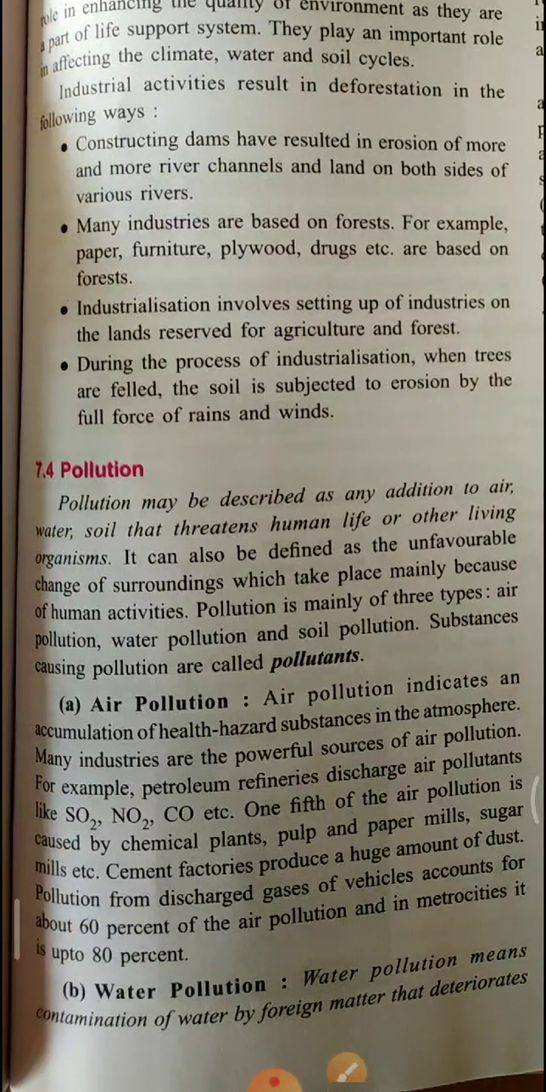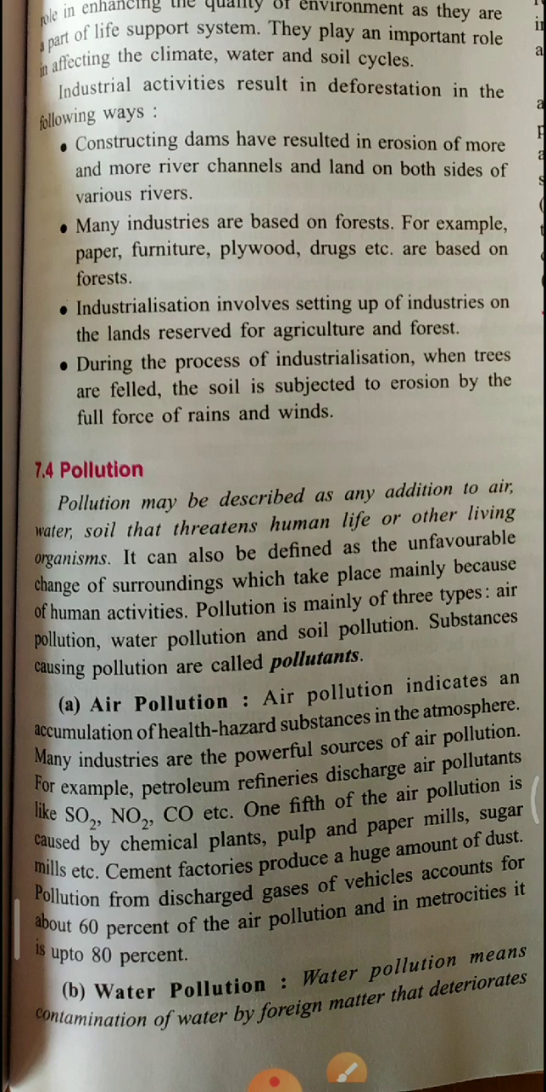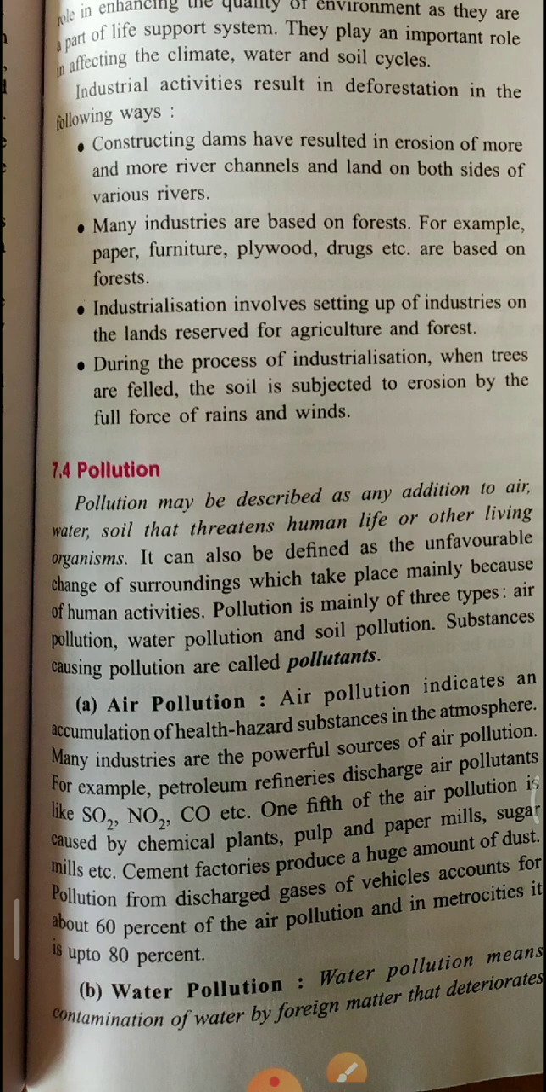It can also be defined as the unfavorable change of surrounding which take place mainly because of human activities. Pollution is mainly of three types: air pollution, water pollution and soil pollution. Substances causing pollution are called pollutants.